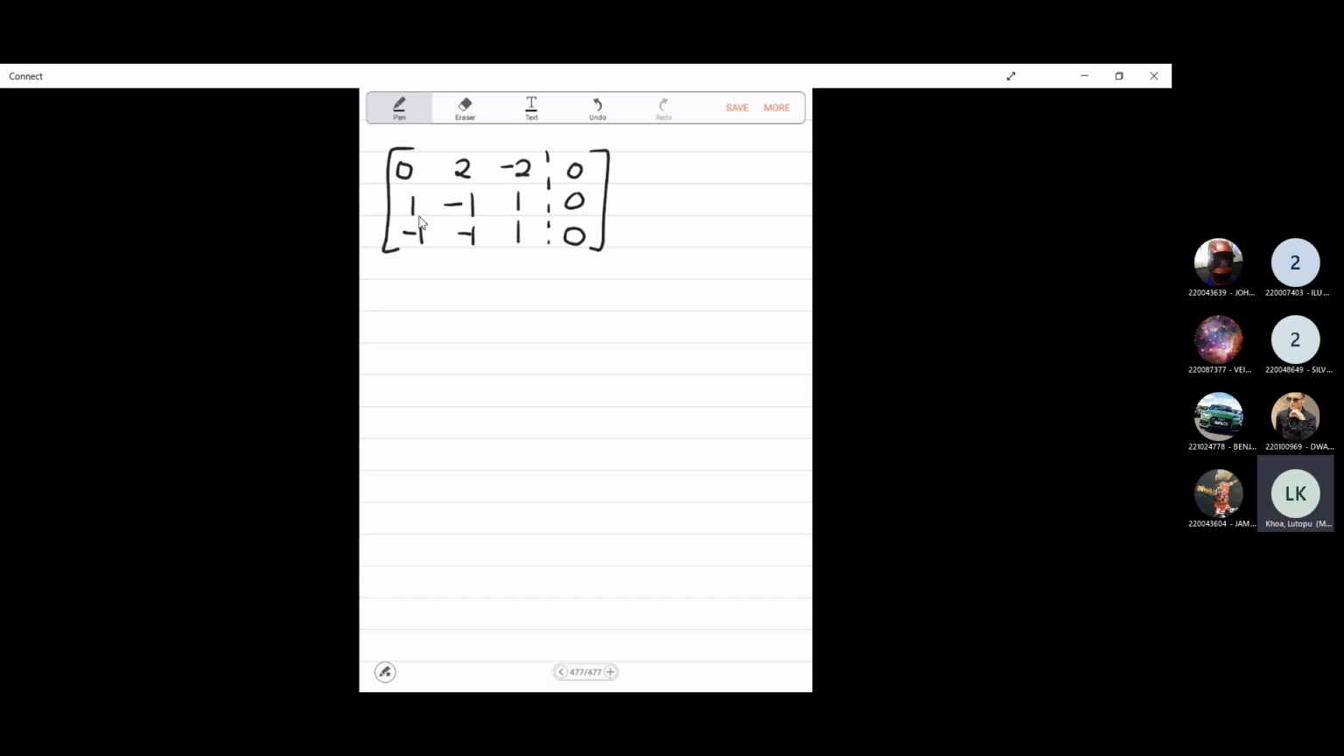Okay, so what we can do here, we can say row 3 plus row 2. Okay, so I want to make this a 0. So if this is a 0, then I already have a column matrix over here. So this will give me 0, 2. I can also divide this one by 2. So it's 1, minus 1, 0. Then 1, minus 1, 1, 0.